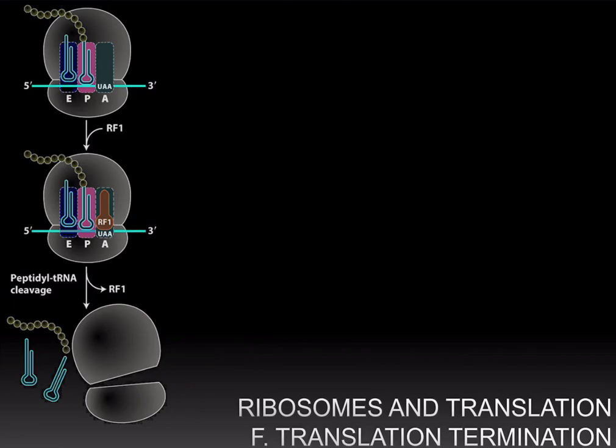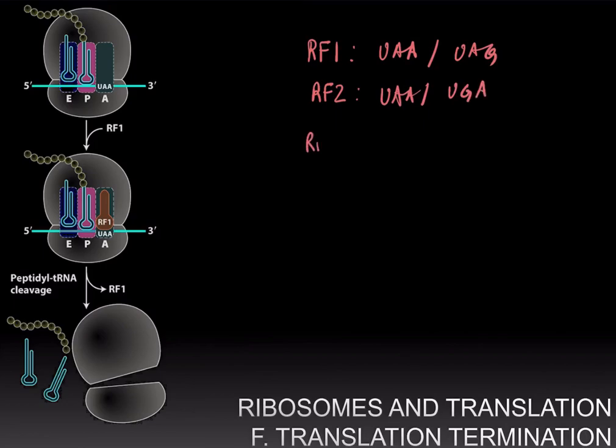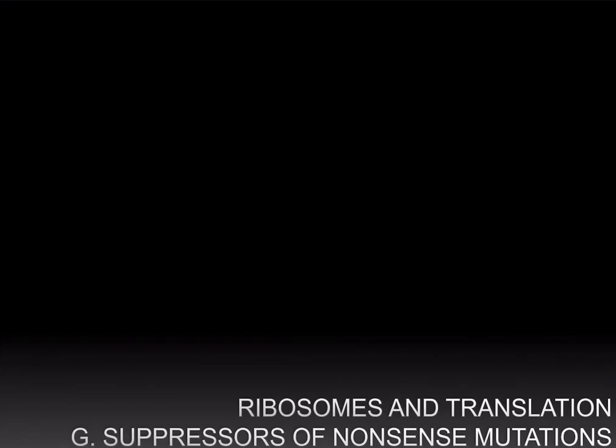There are three release factors. RF1 recognizes the stop codons UAA and UAG. Release factor 2 recognizes UAA and UGA, and release factor 3 helps in the process. The way the stop codons are recognized leads to an interesting consequence, where you can have suppressors of nonsense mutations.